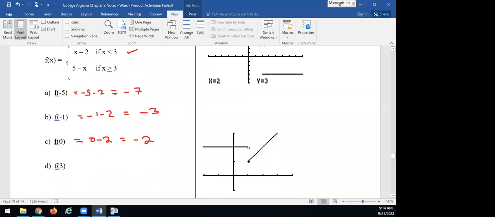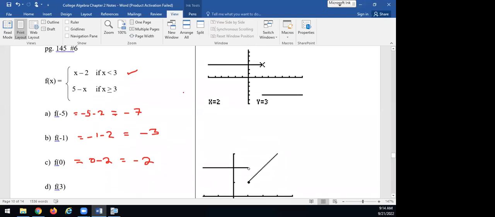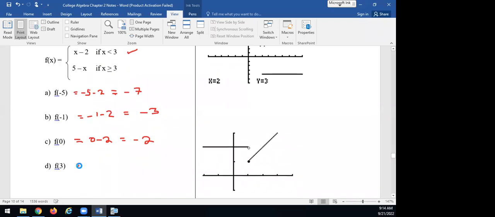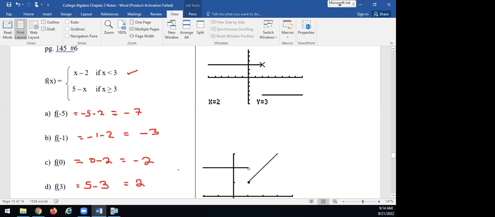Then we have f of 3. Which function do I use? The second one. Why? Notice the first one says for x less than 3. So anything 3 or more, you can't use the first one. We have to use this one here. So f of 3 would be 5 minus 3. So anywhere the x is, we just put the 3. And then that's just going to be 2. All right, so that's what we would have.